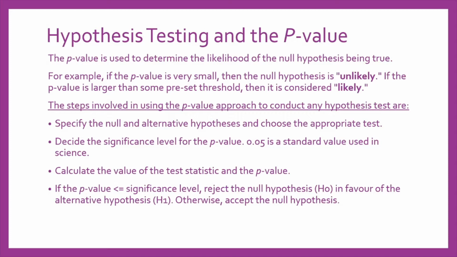So the steps we have to go through while designing a hypothesis test are as follows. We specify the null and alternative hypothesis, our H0 and H1, and we choose an appropriate test. We then decide on our significance level for the p-value. As before, 0.05 is just a standard value you will see throughout science. We then calculate the value of the t-stat and the p-value. We then use the p-value to evaluate whether our null hypothesis is true or false. So if the p-value is less than or equal to our significance level, we can reject the null hypothesis in favor of our alternative hypothesis. Otherwise, we accept the null hypothesis as true and stop the test.